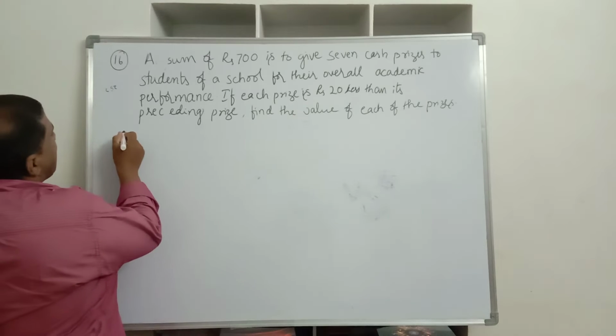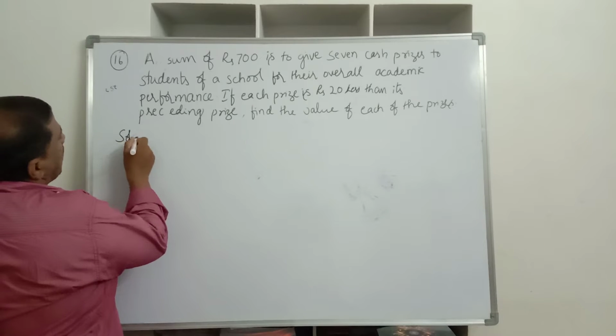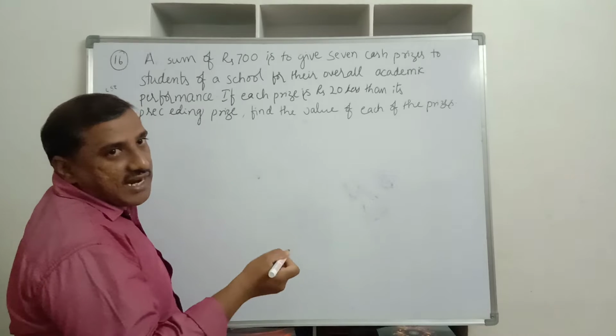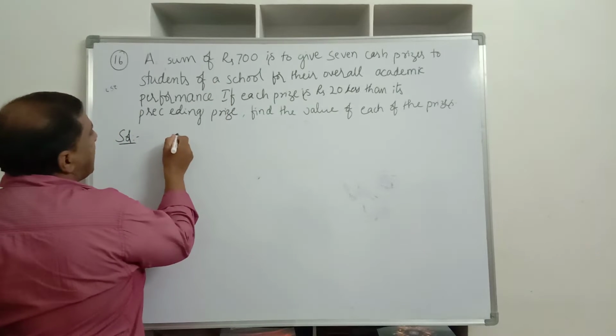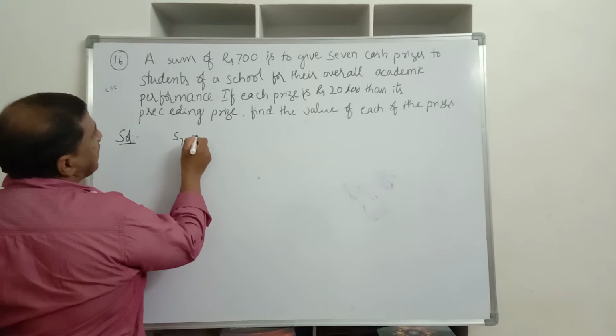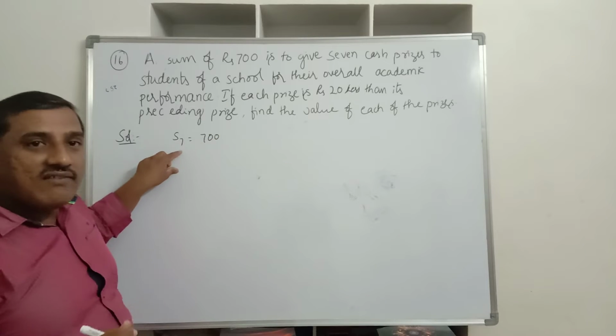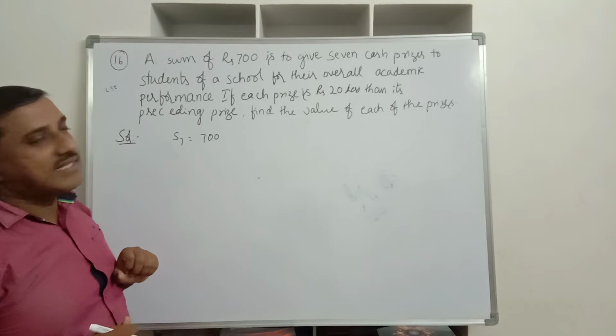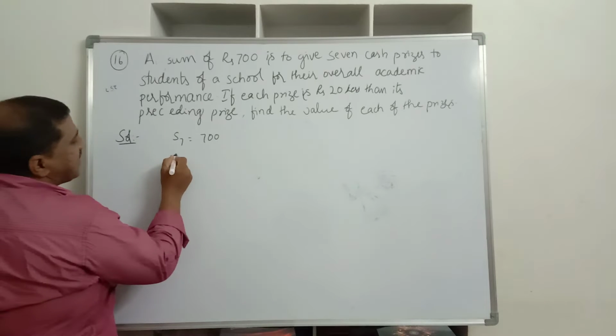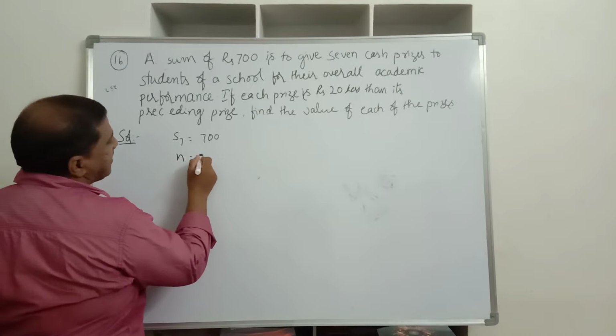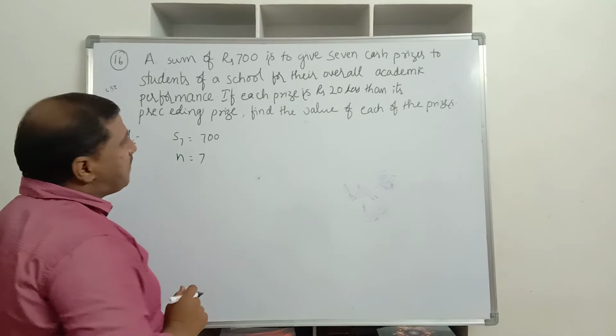So what is given here in the question? The total amount to be given as cash prizes is 700 rupees. That I am taking as S7 equal to 700. S7 means the sum of 7 cash prizes is equal to 700. Then n is equal to the number of prizes, that is 7, the number of terms in the arithmetic progression.